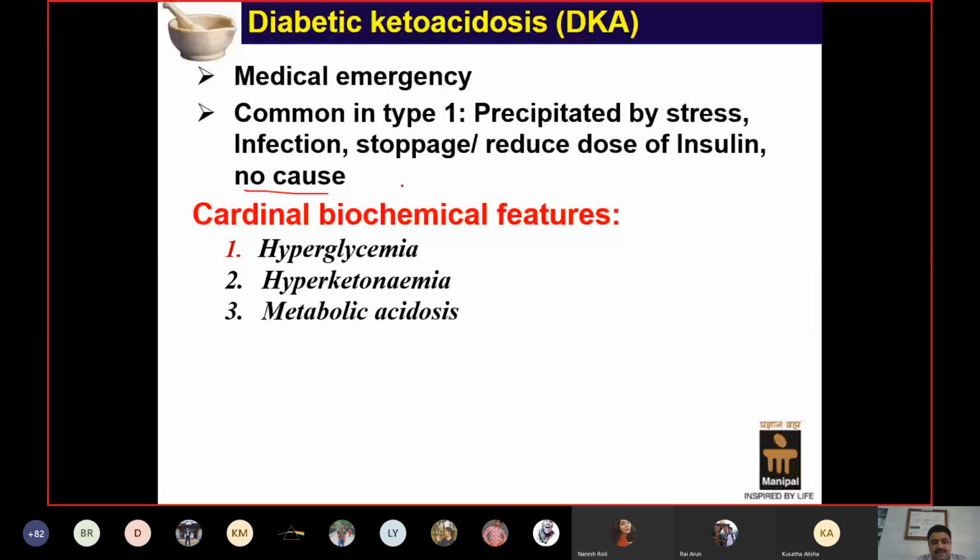How can you control hyperglycemia? By giving insulin. Yes, very good. You will be giving insulin. Now we will talk about the other things we have to consider. But remember, there are three cardinal features, or three parts which have to be managed or considered while giving therapy: hyperglycemia, ketonemia, and metabolic acidosis.